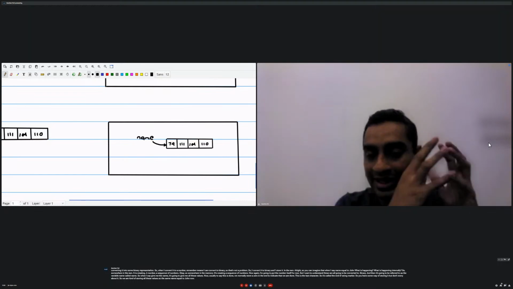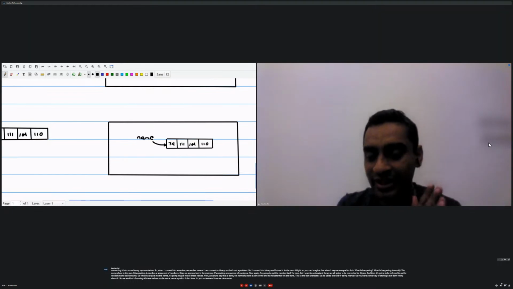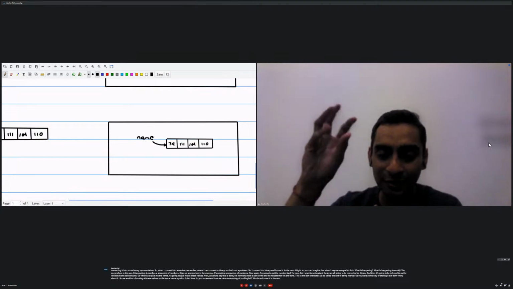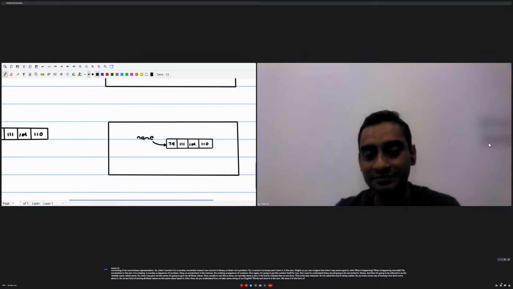Now, do you understand how we take some string of our English words and store it in the RAM? We store it in the form of these strings. All right.